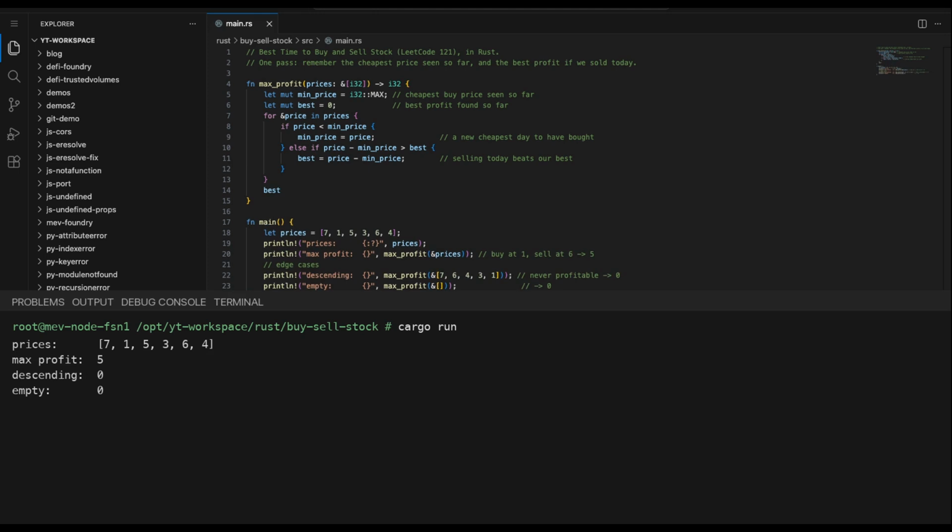Let's run it. On the prices 7, 1, 5, 3, 6, 4, it prints a max profit of 5. Buy at 1, sell at 6, exactly what we expected. The edge cases check out too. A strictly descending series gives 0 because you're never forced to sell at a loss, and an empty list also gives 0. One clean pass, correct on every case.